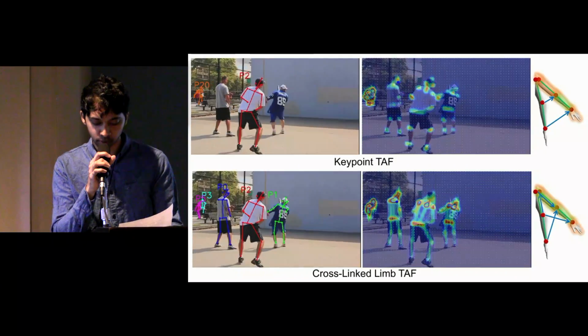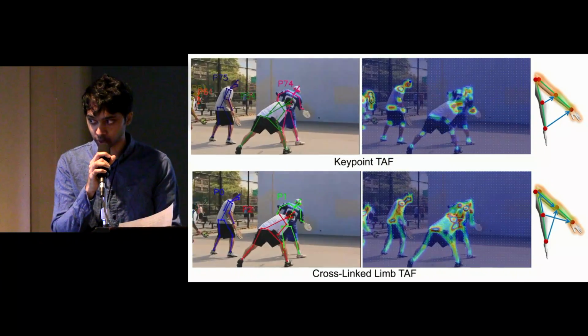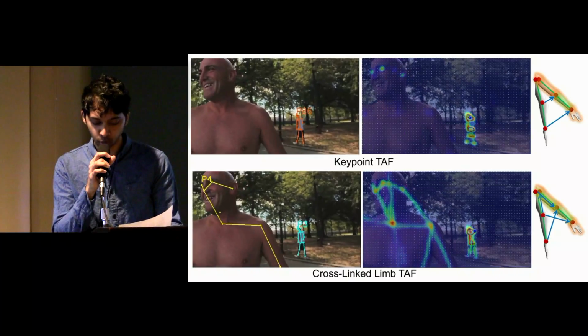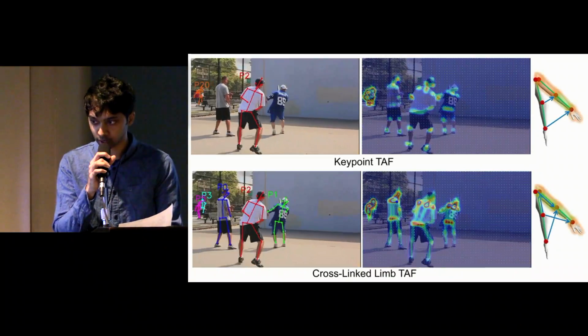Here we have an example where the nearest neighbor cost is disabled for key point TAFs. As you can see, the poses in the bottom row with limb TAFs are significantly more stable.